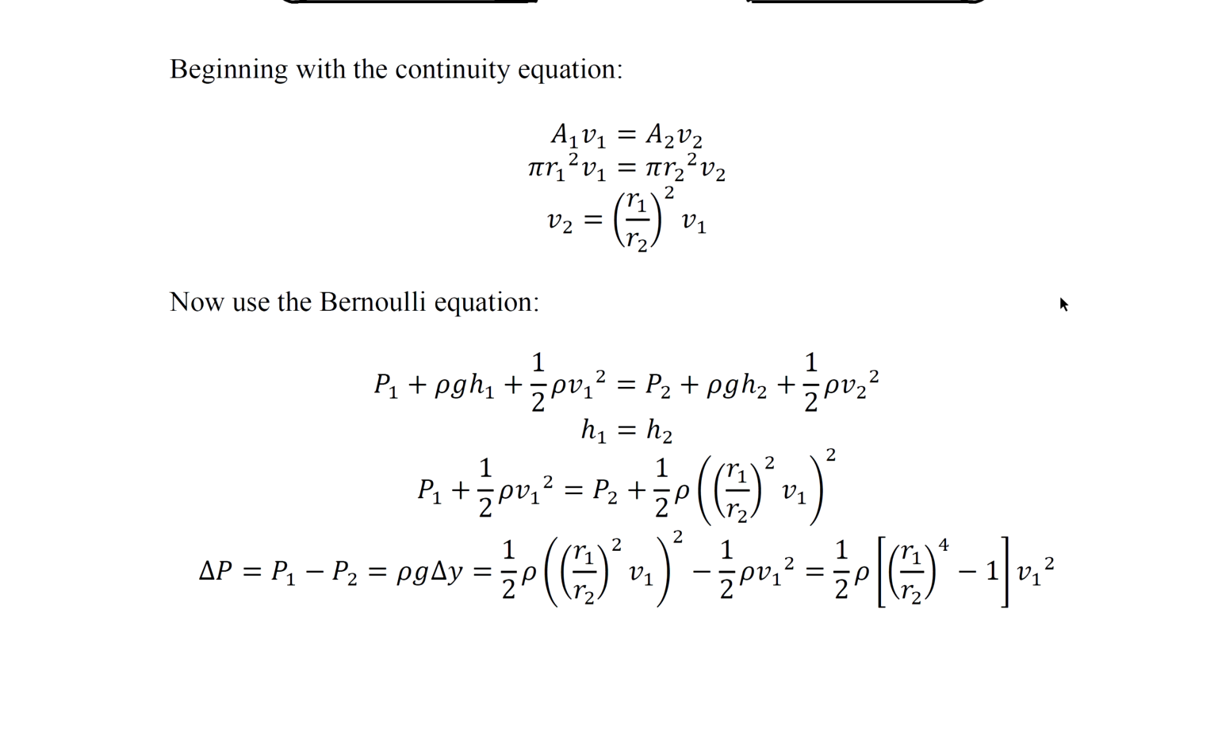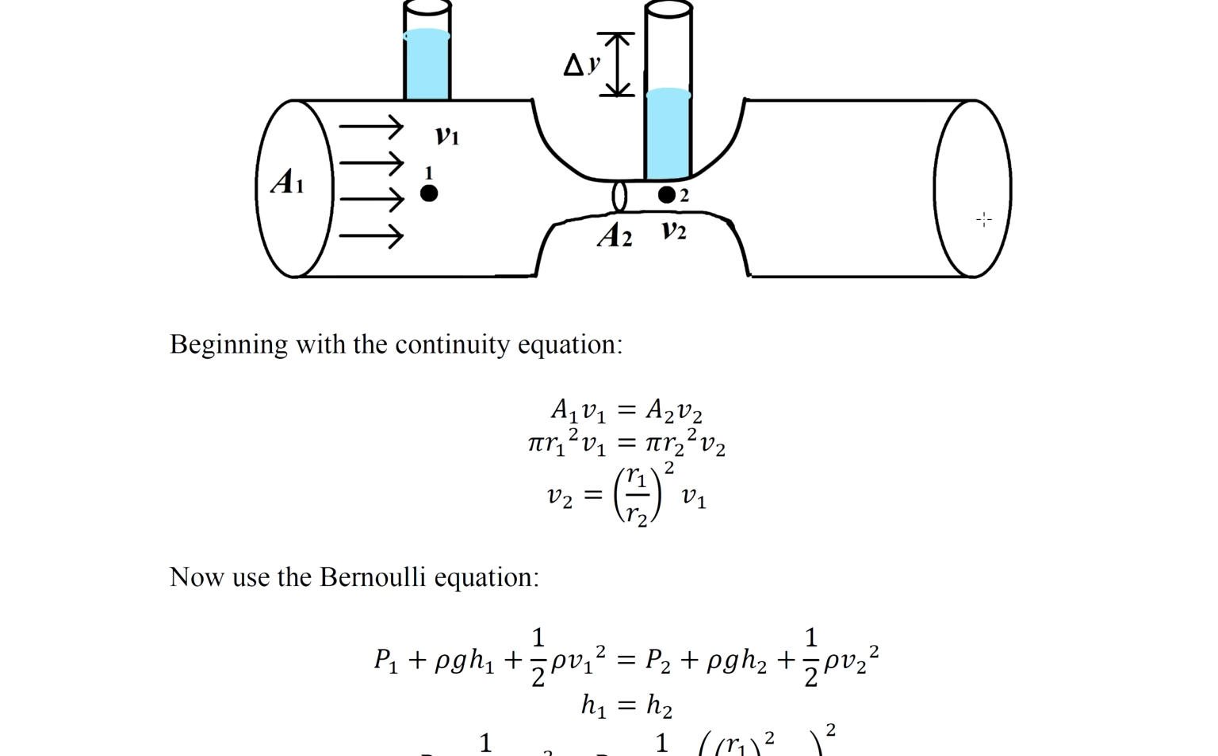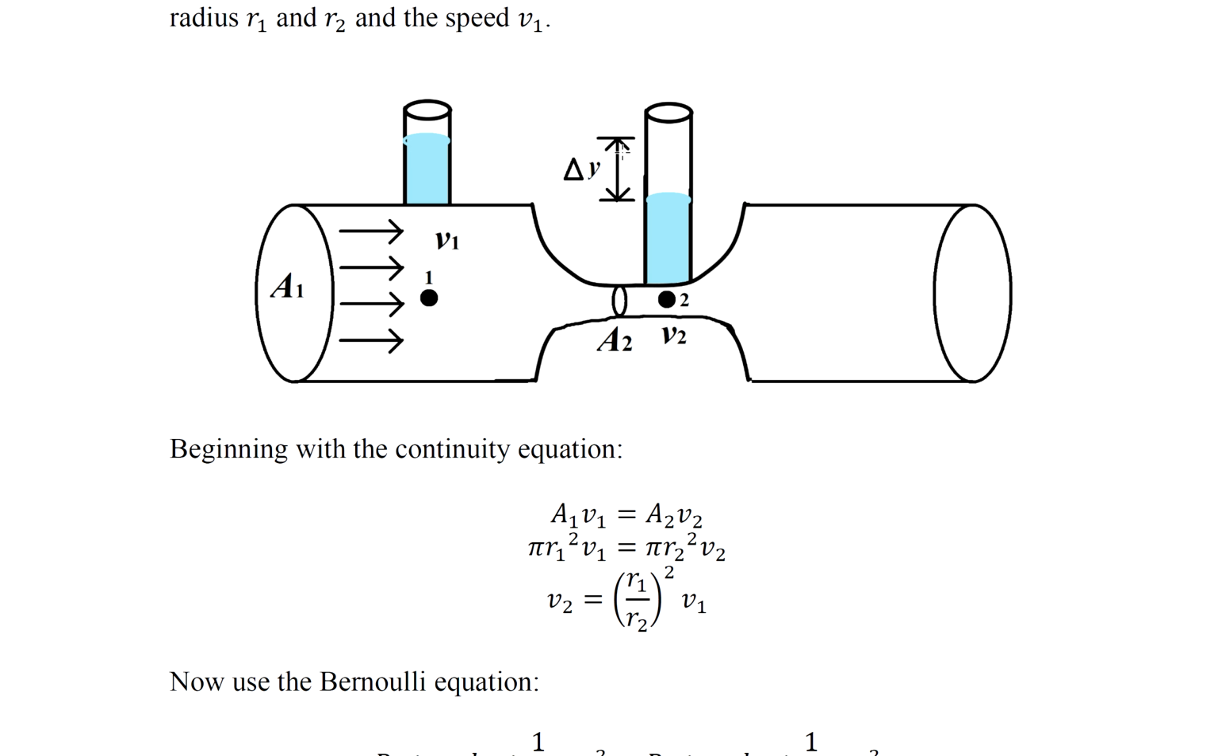P1 minus P2 is equal to delta rho g y. Sorry, rho g delta y, which is equal to this. Then we could factor. And this is delta y here.